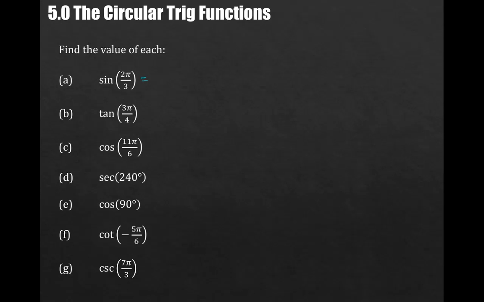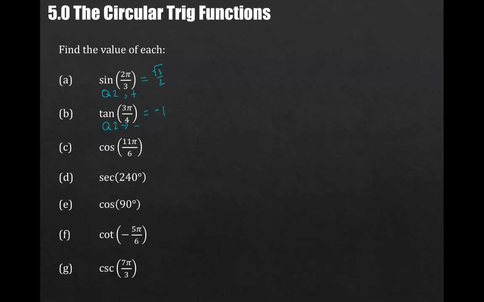Sine of 2 pi over 3. Think about which quadrant that's in. 2 pi over 3 is going to be in quadrant 2, so my sine will be positive, right? So I'm going to be dealing with positive √3/2. Tangent of 3 pi over 4. That's going to be in quadrant 2, so my tangent is going to be negative, right? That's the quarters. I'm going to end up with -1 there.